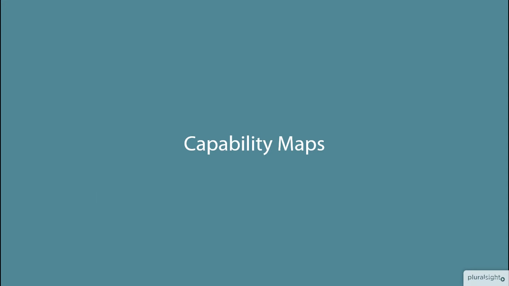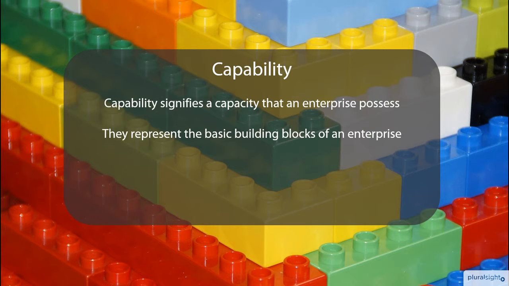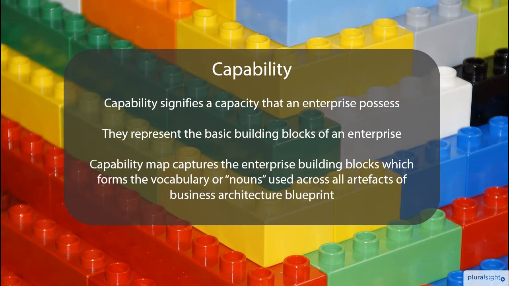A capability signifies specific ability or capacity that an enterprise possesses to do something. In other words, they represent the basic building blocks of an enterprise when viewed from the perspective of what the enterprise actually does. A capability map attempts to capture and describe the enterprise in terms of building blocks of what it does without going into the details of why and how things get done. The capability building blocks represent the vocabulary or nouns that can be reused by all other business architecture artifacts.